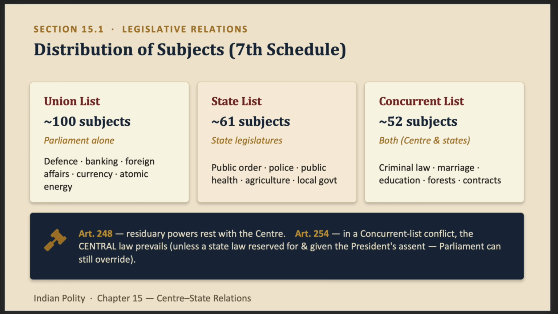So then we have the State List, which has about 61 subjects. Here, state legislatures have the primary authority over issues that are inherently local in nature. So what kind of issues? Think of the local police force, public health, sanitation, agriculture, local government. Okay, makes sense. And the third list? The third is the Concurrent List, with around 52 subjects, things like criminal law, marriage and divorce, education, forests. On this list, both the center and the states are allowed to legislate.